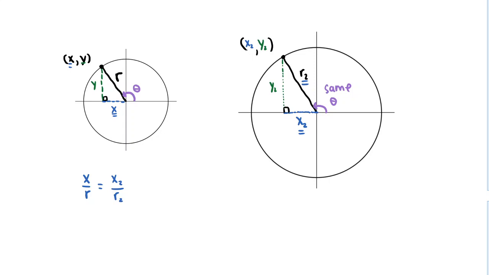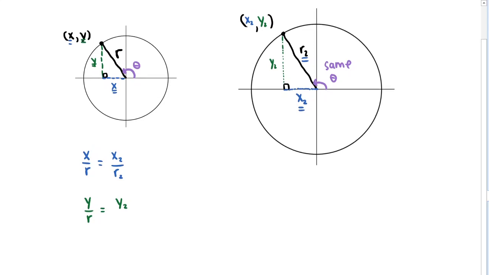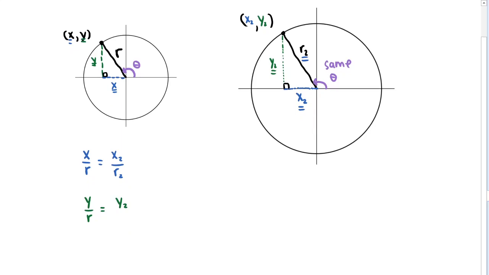And similarly, we can also examine this ratio y over r. It's the ratio of the height of this point divided by the radius. That ends up being the same, even in this larger circle, as long as we're talking about the same angle here, as y2 over r2. And so the height of the second point divided by the radius gives us the same ratio.